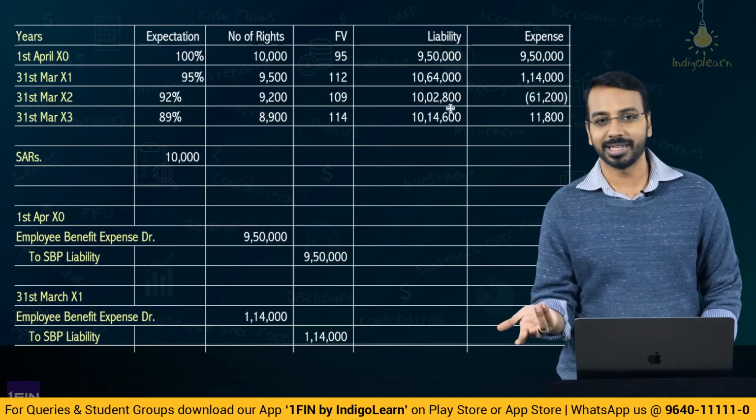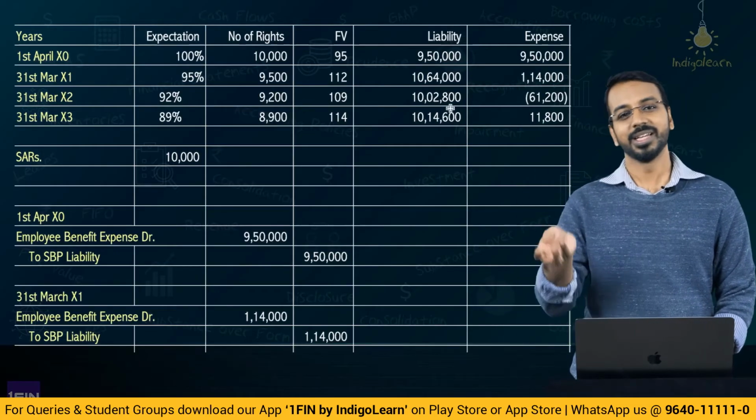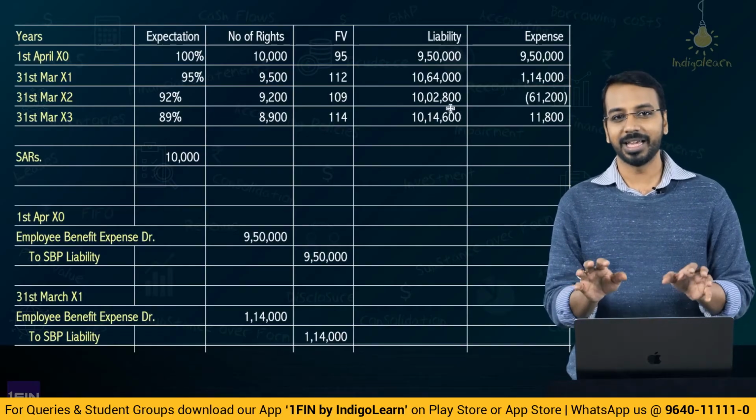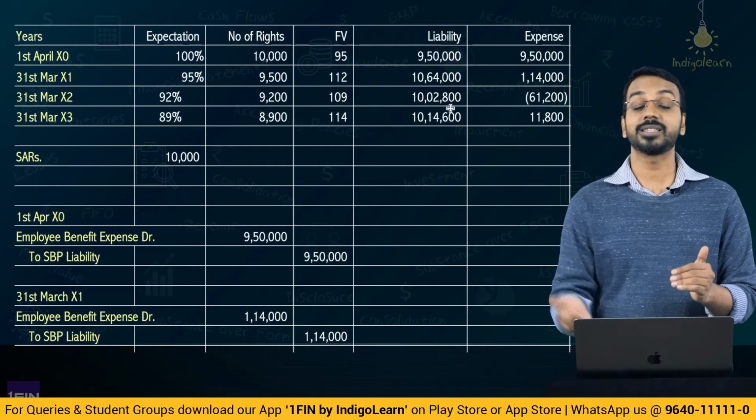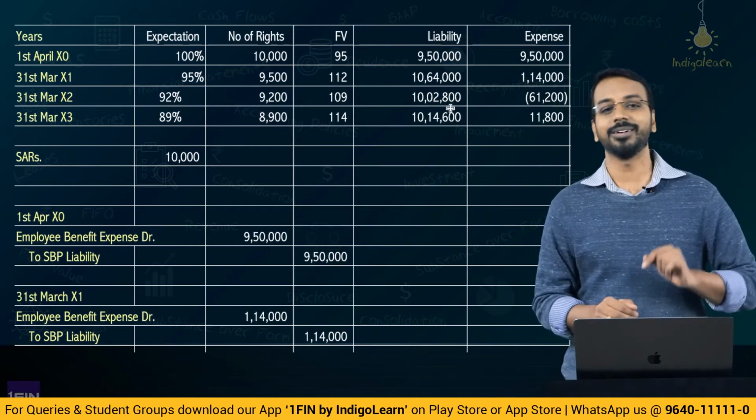Sir, how can we credit the expense? See, those golden rules of accounting, debit expense, credit income, are for a foundation level. In real life, if there is a reduction in expense, you will have to credit the expense. If there is a reduction in income, you have to debit the income.